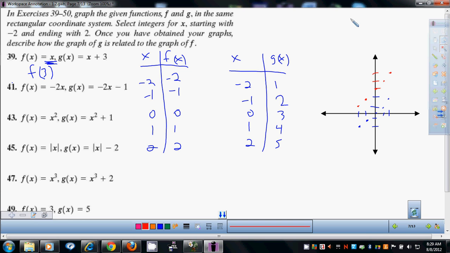Let's see. Once you have obtained your graphs, check. Describe how the graph of g is related to the graph of f. How would you describe the difference in those two graphs? They are parallel. But if I said you're on blue, how would you describe how to get from blue to g? How much? 3, yeah. You'll go up 3 units. Now, not all of them will be quite that simple. Some of them you'll be like, well, it has to flip and move down 1, but we'll look at those when we get to them.